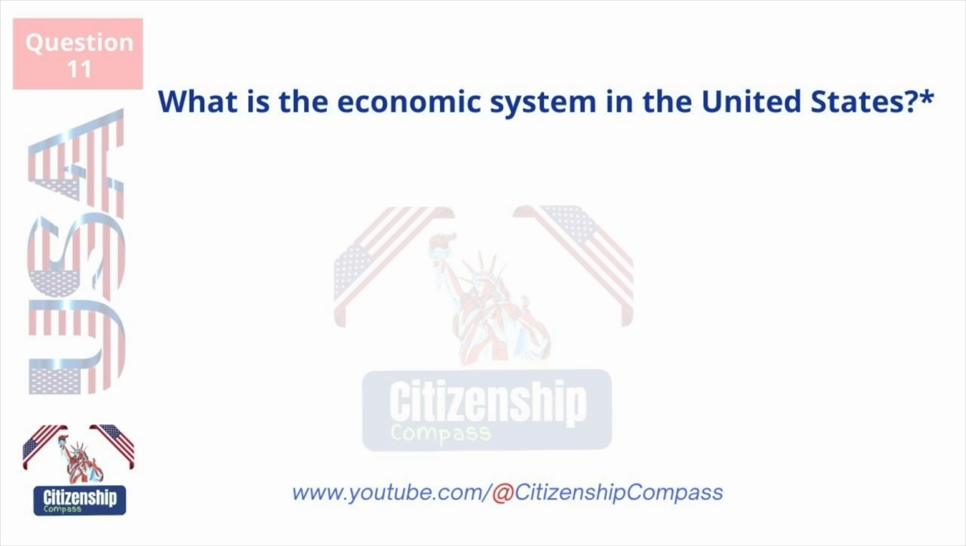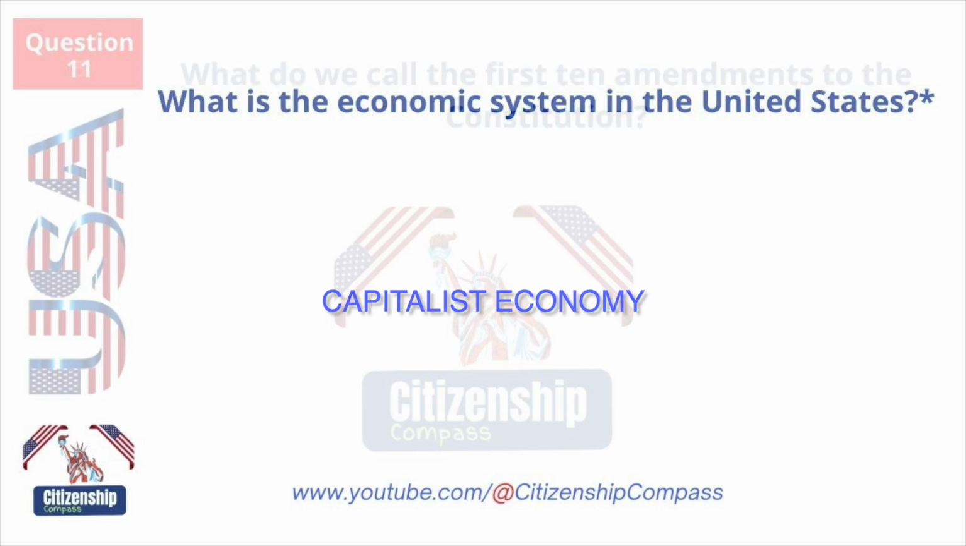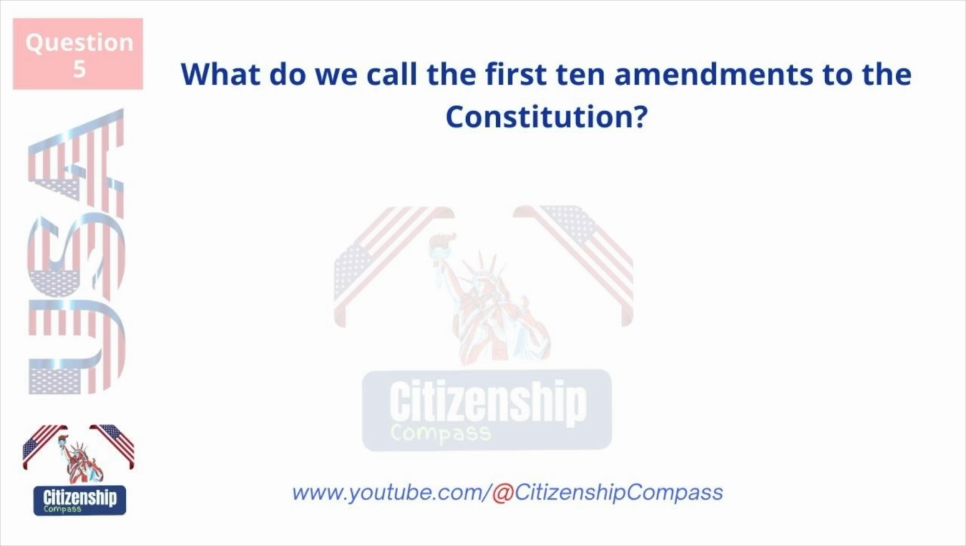What is the economic system in the United States? Capitalist economy. What do we call the first 10 amendments to the Constitution? The Bill of Rights.